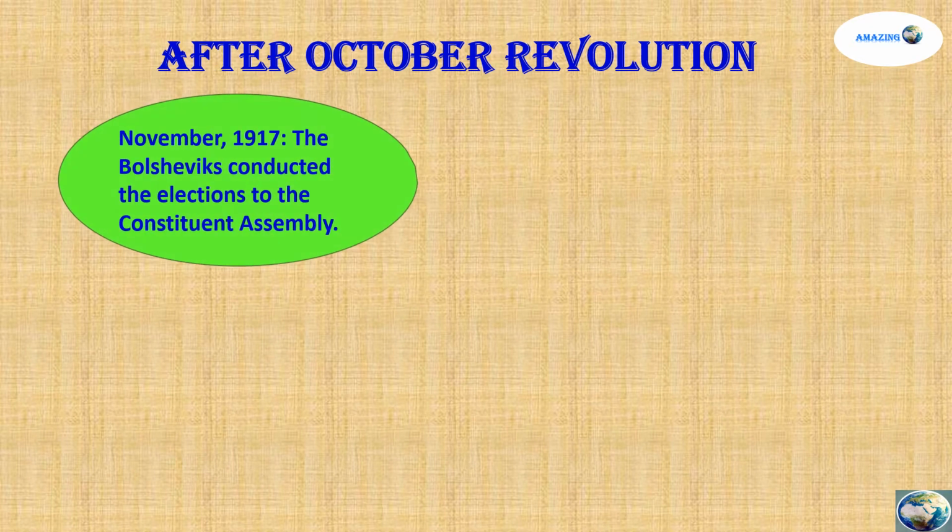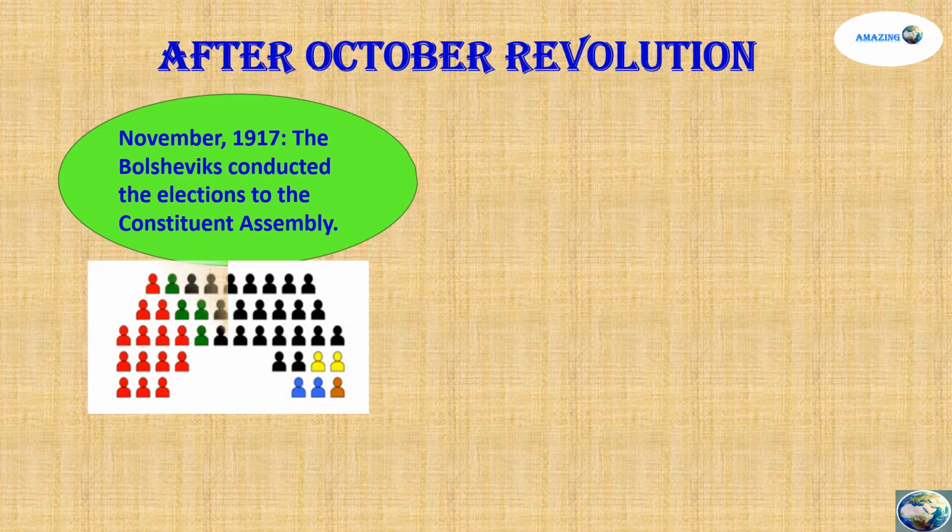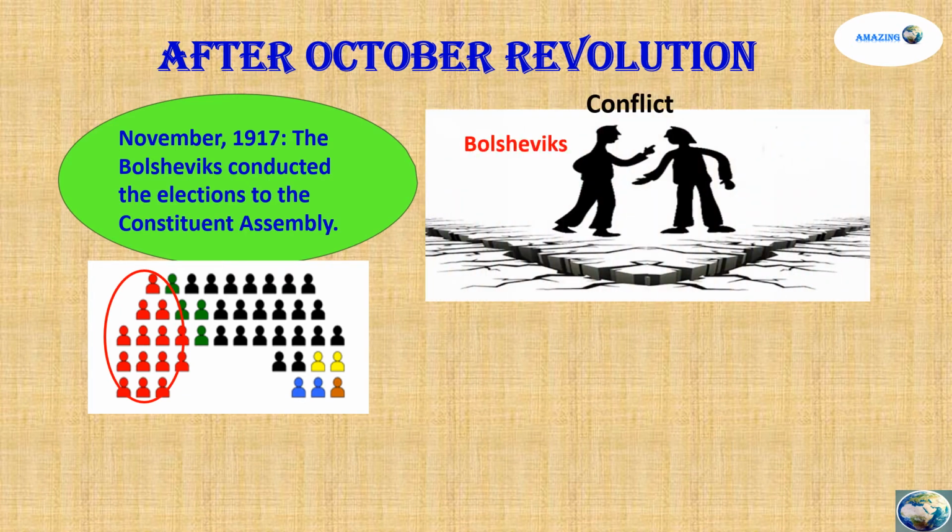After the revolution, we know that the Bolsheviks brought a lot of changes, but did the government work well? What happened? Were the people happy? Let us understand here. In November 1917, the Bolsheviks conducted an election to the Constituent Assembly, but the Bolsheviks did not gain a majority, and as a result, there was constant conflict between the Bolsheviks and the Constituent Assembly.